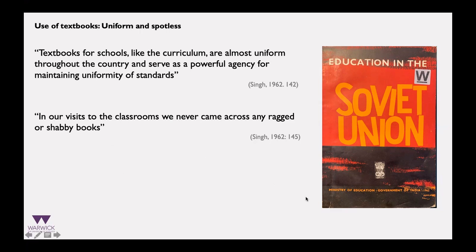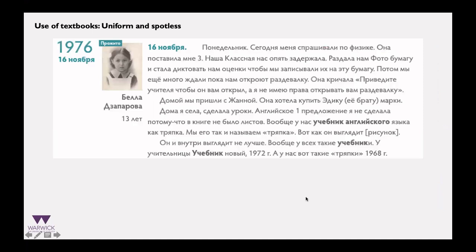But by 1976, and I know this is a bit later, this young student, she's 13 years old, was in Vladikavkaz, which is in the Caucasus. Bella, how would I say her name? Zdaparova. She's quite sassy, to use that word, in her diary entries, especially for a 13-year-old.